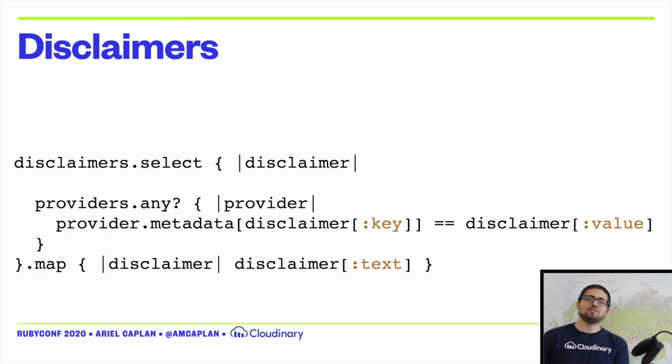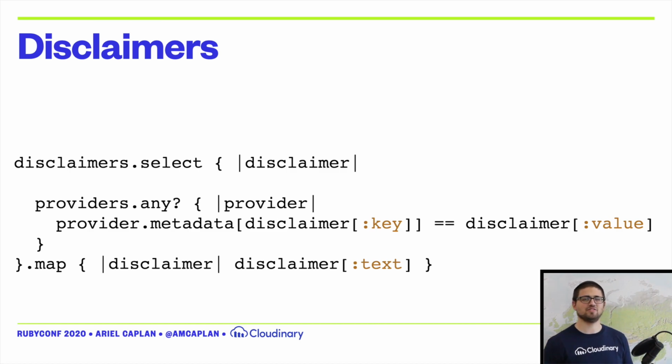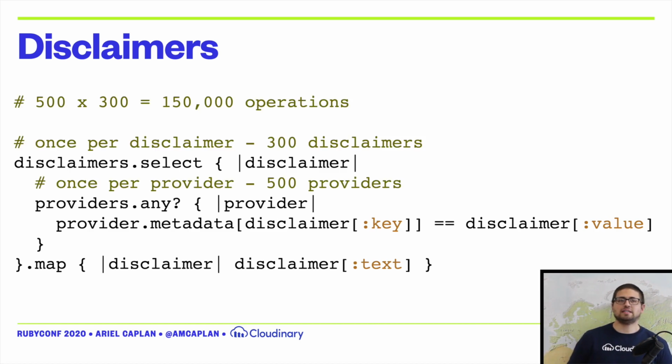So how are we going to, given a list of providers, figure out which disclaimers to show? So this is the code that somebody wrote, basically saying, let's iterate through all the disclaimers. Let's find the ones for which there's any provider that has this key and this value, right? Looking up inside of the metadata hash, this key, seeing if it's equal to the value. Now the problem with this code is it's not very performant. So let's say we're going to run this outer loop once per disclaimer. There's 300 disclaimers.